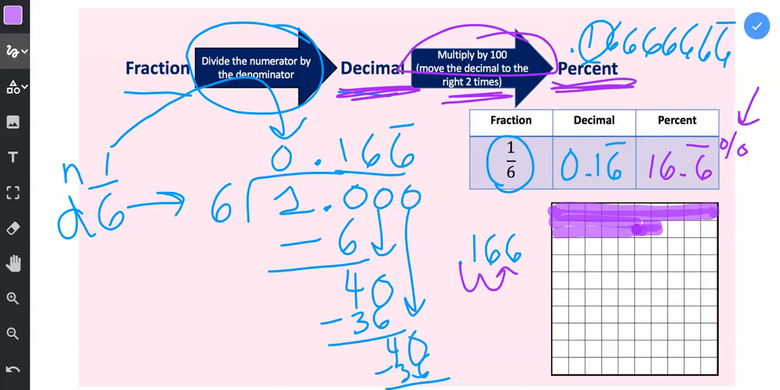And this problem was a little bit different than the last few that we've looked at because this decimal doesn't end. This decimal is a repeating decimal, meaning it has a repeating pattern and it goes on forever. And that is called a repeating decimal.